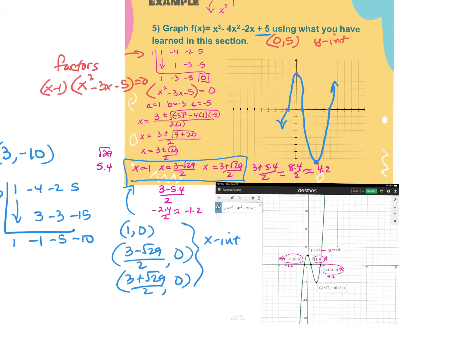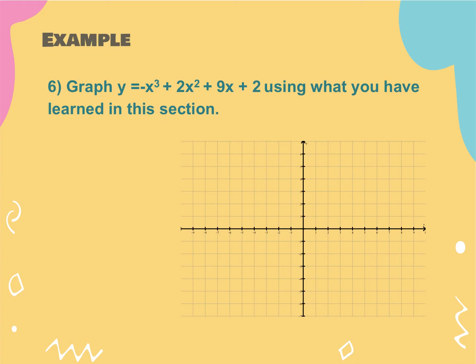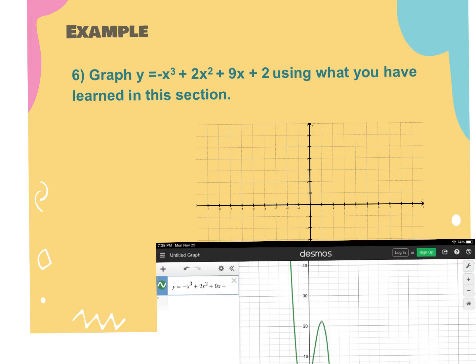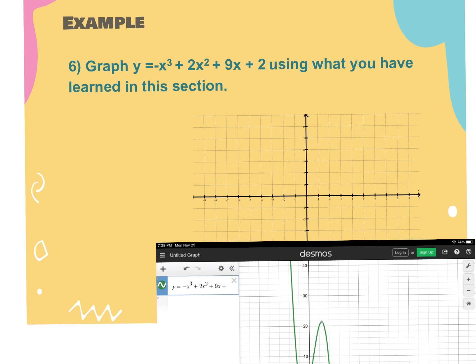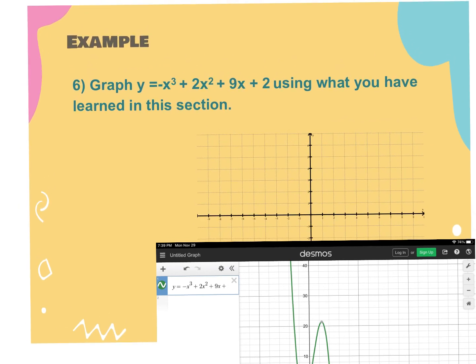Let me do number 6 for you. Again, it's going to have another radical answer. Okay, so here's my next example. Notice this time it's got a negative number in front of x cubed. So again, my end behavior this time, when it's a negative x cubed, it's going to rise left and fall right.